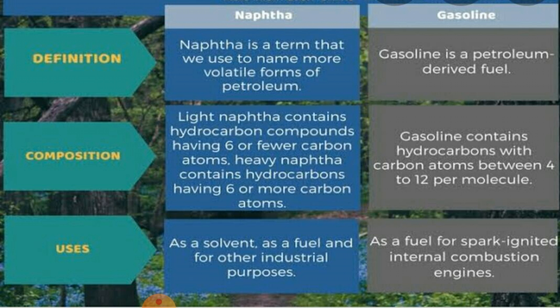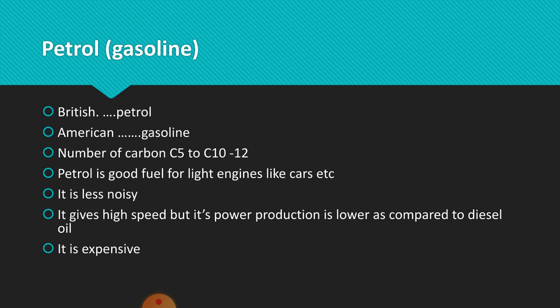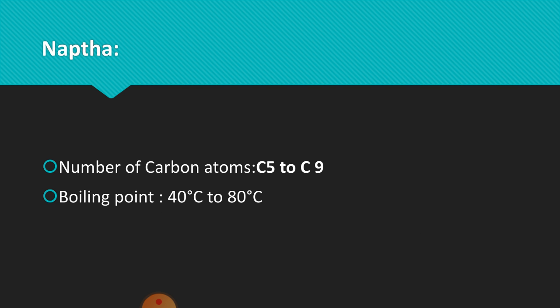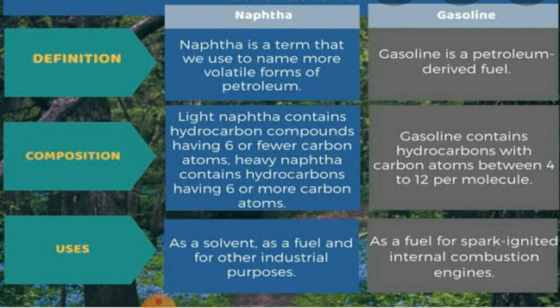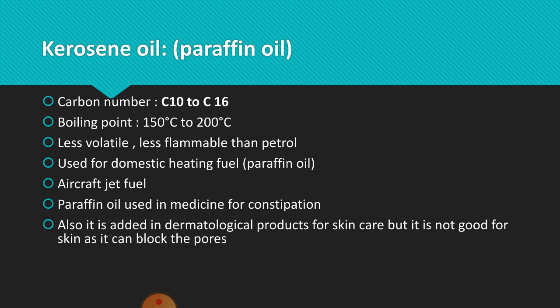Clear? Why am I differentiating naphtha from gasoline? Because naphtha and gasoline contain almost the same number of carbon atoms. The petrol contains C5 to C10, while the naphtha contains C5 to C9. So basically their composition is similar, but there is a difference between the two. Naphtha is a much lighter fuel which can be used in cigarette lighters and small equipment, while gasoline can be used in the internal combustion engine.